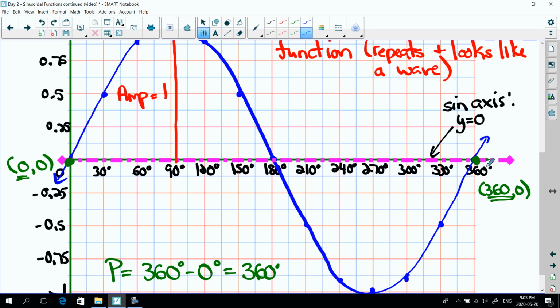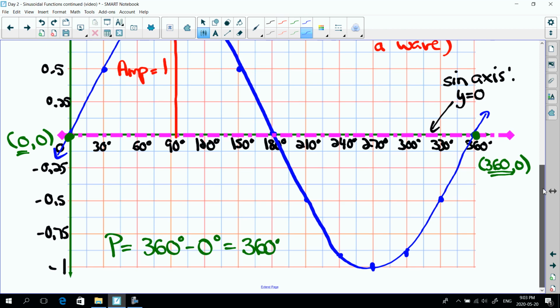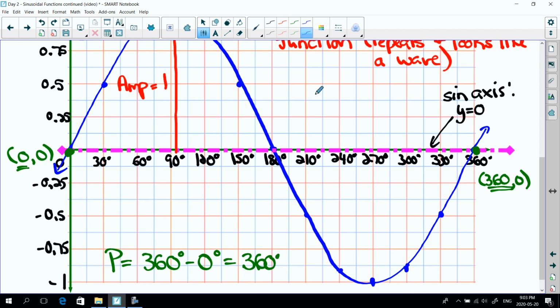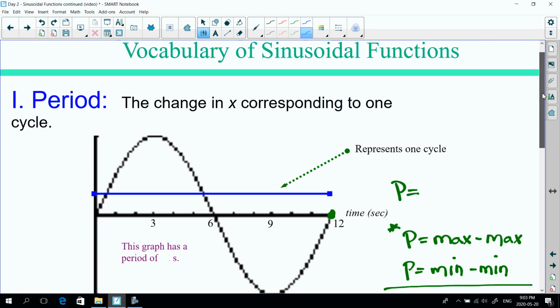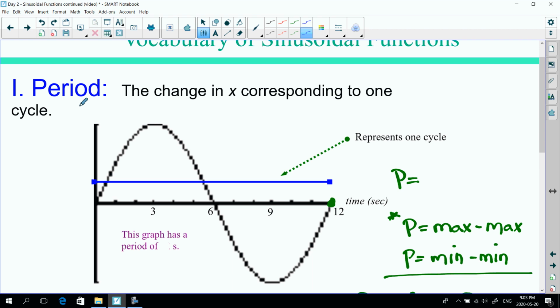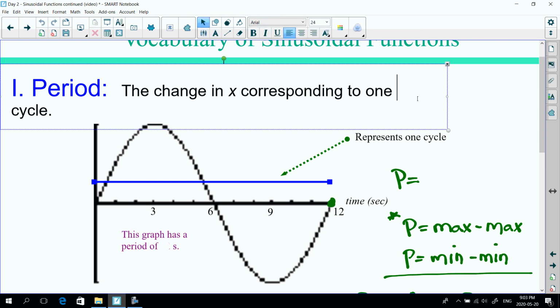You see all this stuff written here. I'm going to explain that in the next couple of slides. All right, we're going to talk about the period, the sinusoidal axis, and the amplitude. So if it repeats and looks like a wave, it is said to be sinusoidal. Some vocabulary here. The first thing we're going to look at is the period. It is the change in x corresponding to one cycle.